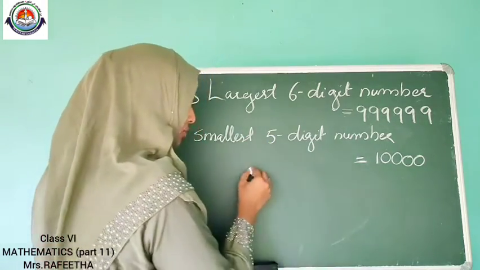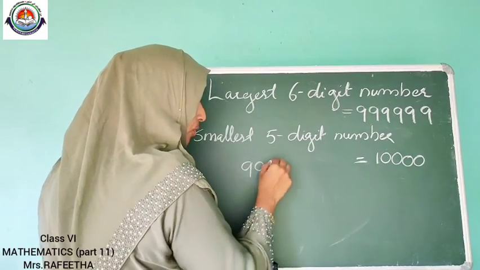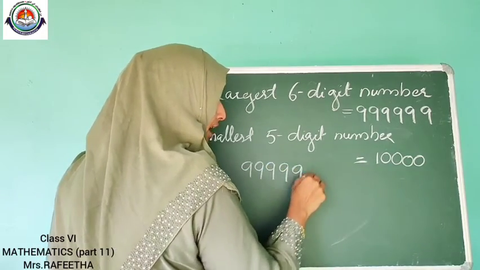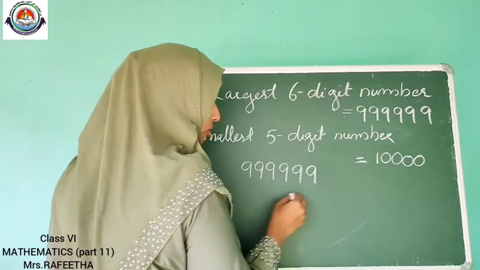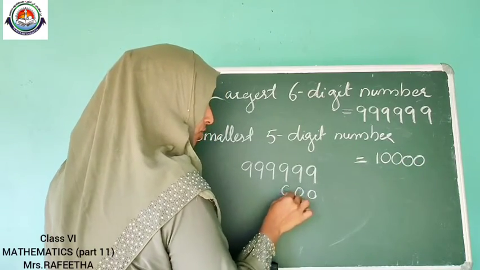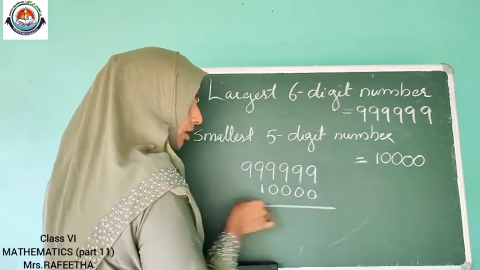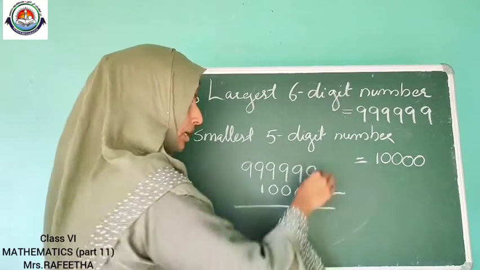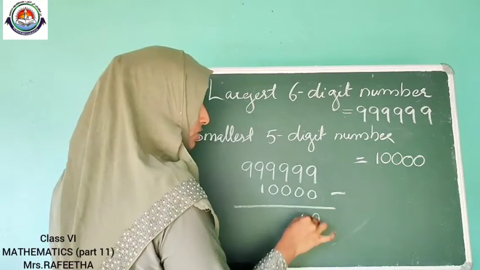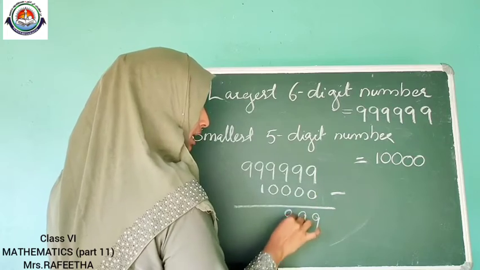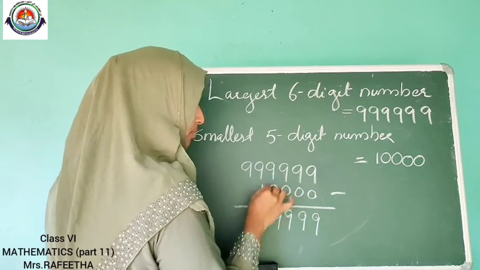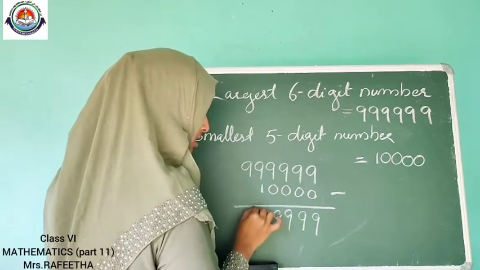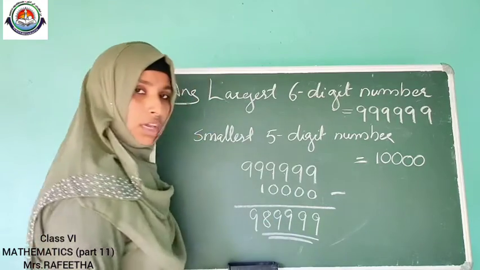So we want to find the difference. We write 999999 and below it 10000. We are going to subtract: 9 minus 0, 9; 9 minus 0, 9; 9 minus 0, 9; 9 minus 0, 9; 9 minus 1, 8; and 9. This will be the answer.